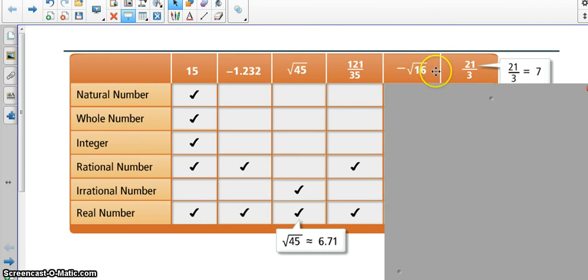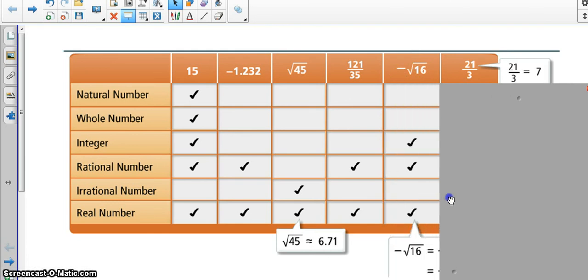Then your next number, this is the negative square root of 16. Well, is 16 a perfect square? Is there a number that you can multiply by itself or a number you can square to get 16? Yes, there is. It's 4. And the negative is on the outside of this radical, so that means it's really going to be -4. So you should be asking yourself, what is -4? What category does -4 fit into? Hopefully you're saying integers, and therefore if it's an integer, it's also rational, and it's real.